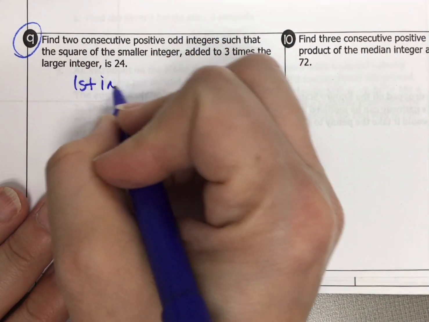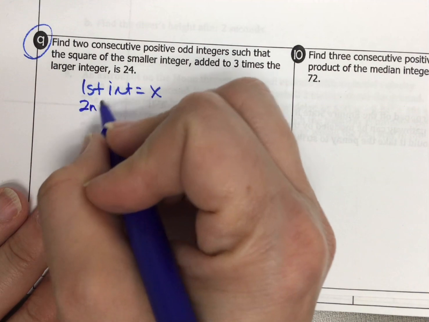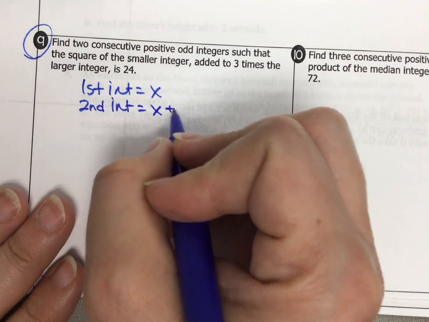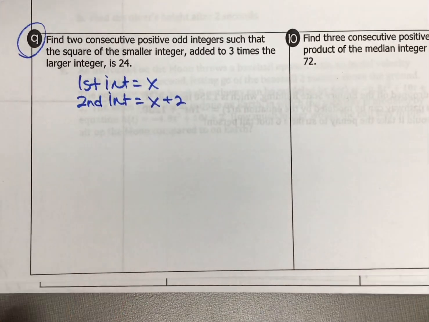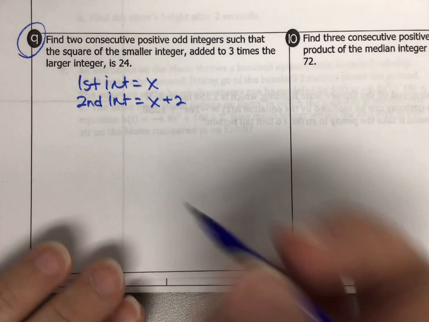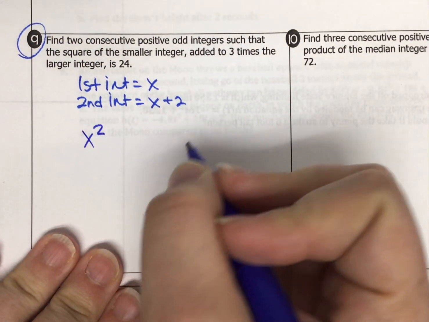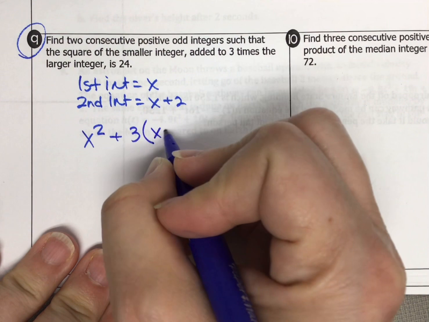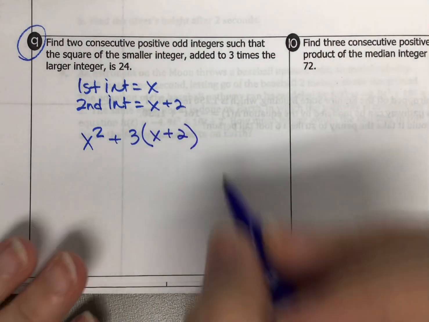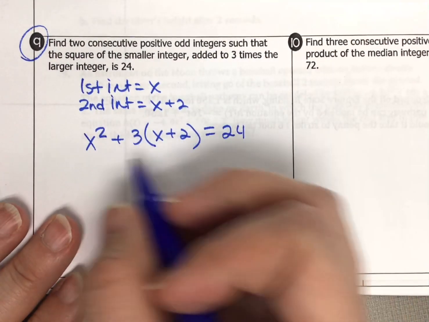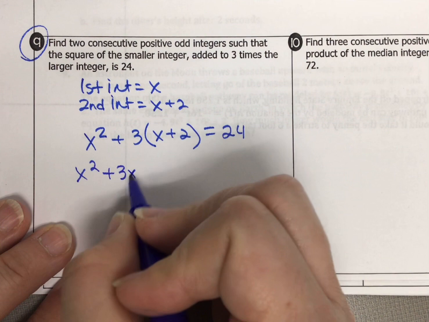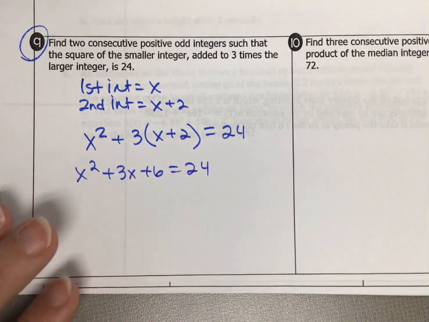So we're going to call the first integer x, and the second integer is actually going to be x plus 2. Because if the first number was 5, the second number would be 7. And it says find 2 consecutive positive odd integers so that the square of the smaller integer, so that's going to be x squared, added to 3 times the larger integer, which would be 3 times x plus 2, equals 24. So you're going to distribute this out. You get x squared plus 3x plus 6 equals 24.